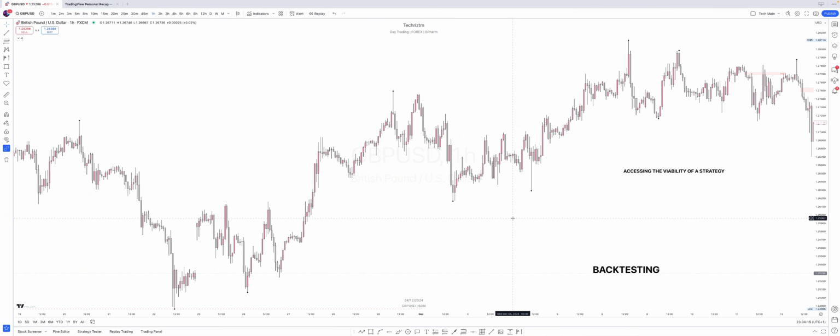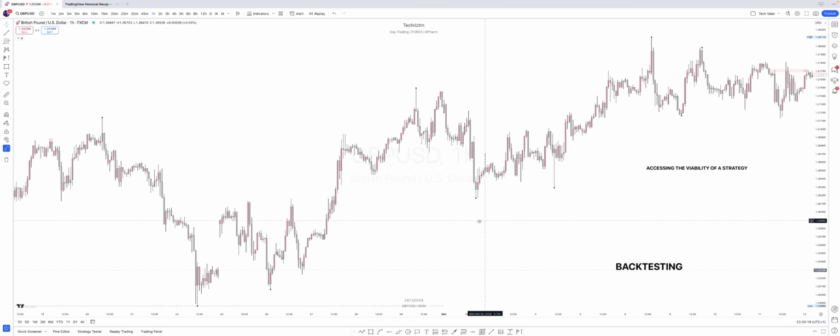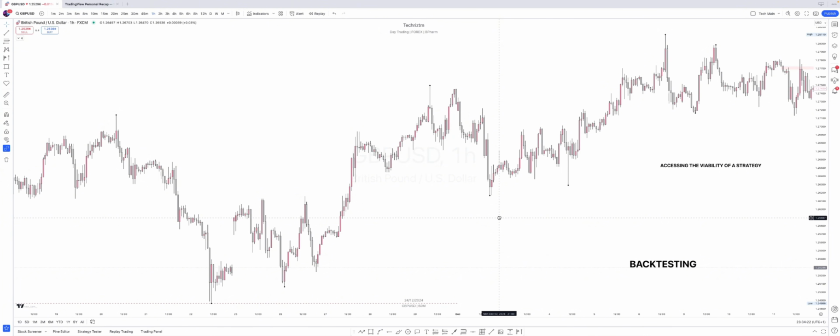Now, there have been a lot of debates between backtesting and forward testing, and I'm going to be breaking down the two. Backtesting, like I said, uses historical price data. That means you're going back to the past to test your strategy on what has happened before. While forward testing is basically you applying your strategy in a live market to validate its results.